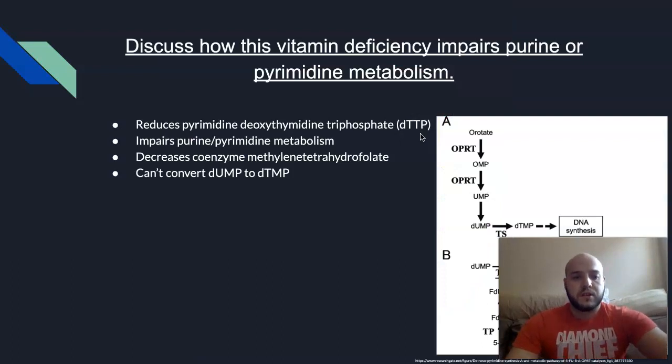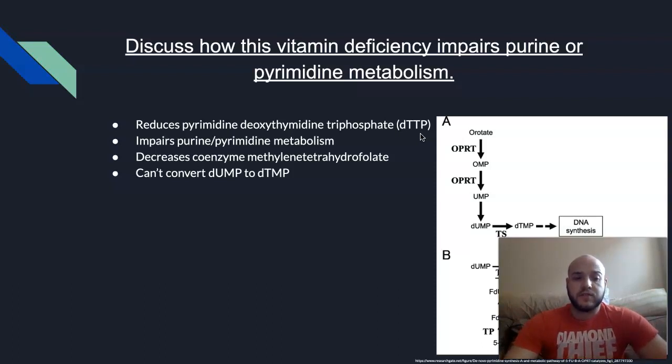All right, so the next question, discuss how this vitamin deficiency impairs purine or pyrimidine metabolism. So a deficiency in vitamin B12 reduces the amount of pyrimidine deoxythymidine triphosphate, or dTTP, and impairs purine and pyrimidine metabolism. This deficiency also affects the supply of the coenzyme needed for pyrimidine and purine metabolism, and that's called methyltetrahydrofolate by way of dihydrofolate reductase inhibitor.